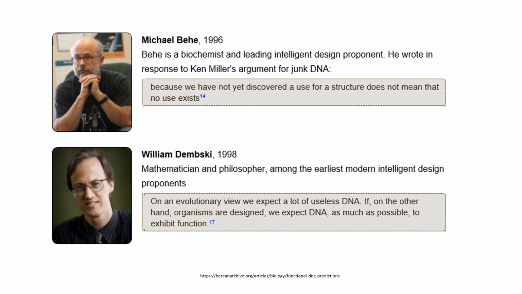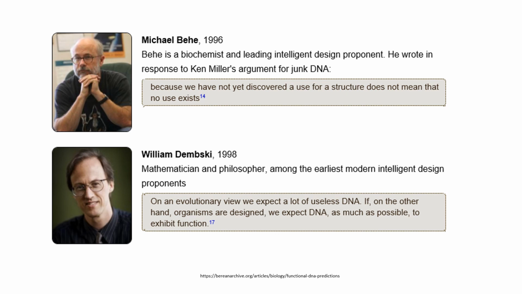And let's look at biochemist Michael Behe, who has done tremendous work in the science of intelligent design. He was responding to Kenneth Miller's arguments for junk DNA that we've already seen. And he was saying that because we have not yet discovered a use for a structure does not mean that no use exists. And William Dembski, another huge figure in the intelligent design community, mathematician and philosopher, said outright, on an evolutionary view, we expect a lot of useless DNA. If, on the other hand, organisms are designed, we expect DNA as much as possible to exhibit function. And this was in 1998.